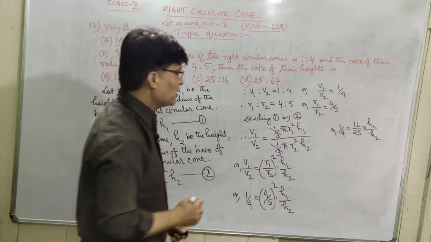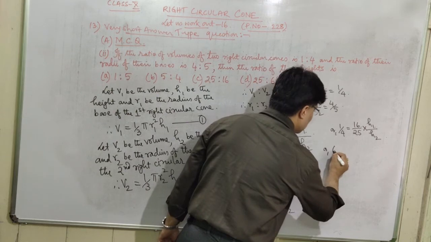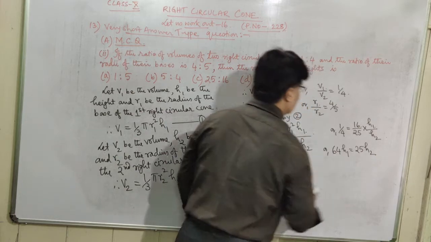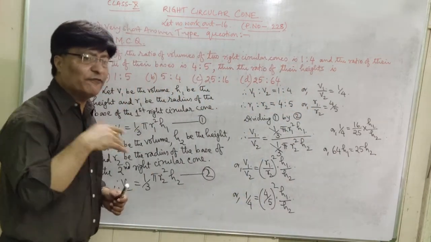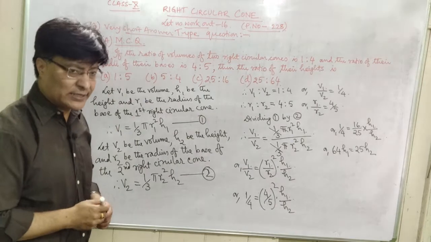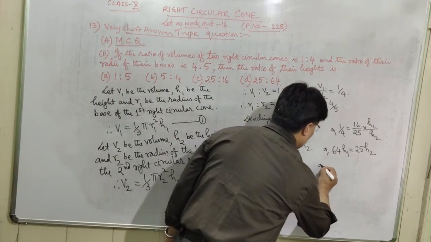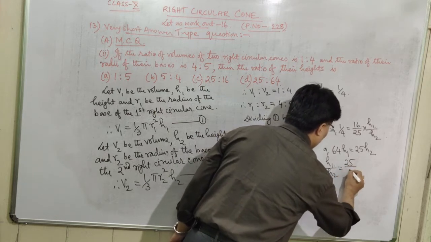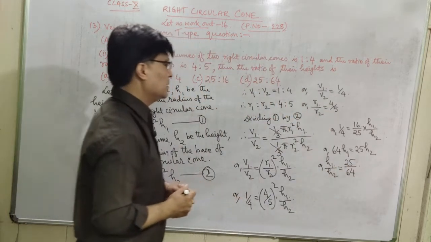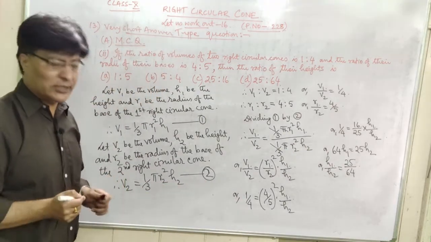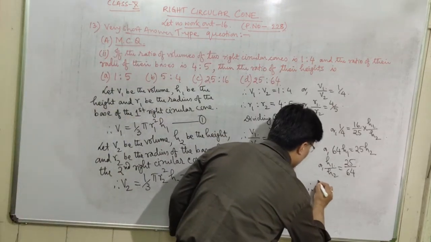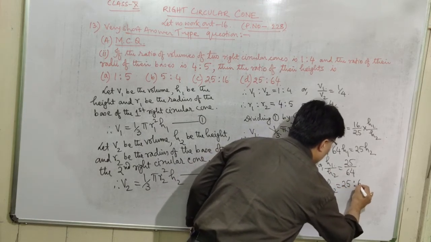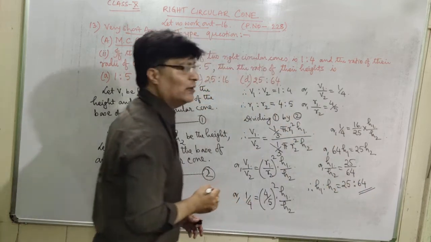Is that understood now? Now let us cross multiply. 16 4s are 64, H1 is equal to 25 H2. But in this case, you have to find out the ratio of their heights, that is H1 upon H2. So H1 upon H2 is equal to 25 by 64. What is the ratio now? Therefore, H1 is to H2 is equal to 25 is to 64. So this is the final answer.